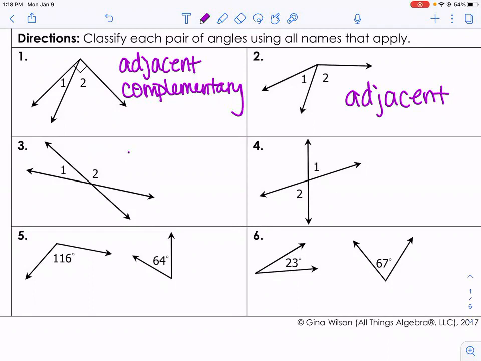I disagree. Well, then you're wrong. Disagree. Wait, where is it not adjacent?